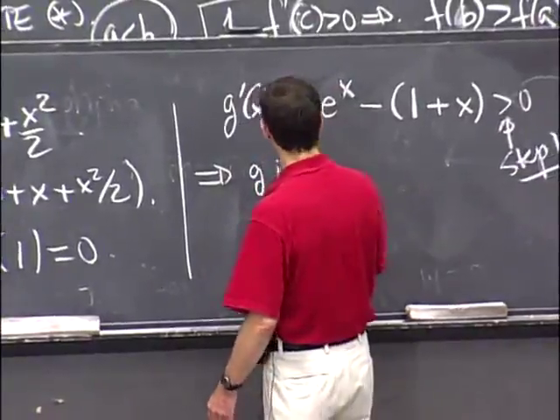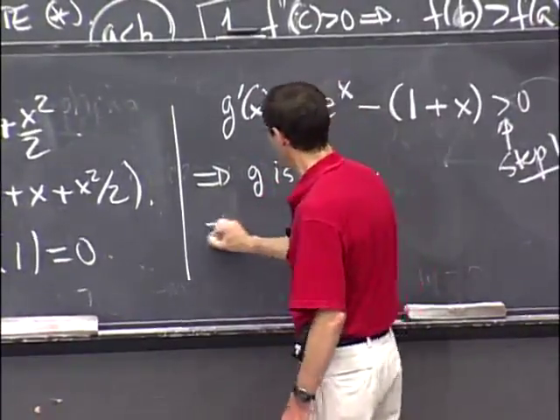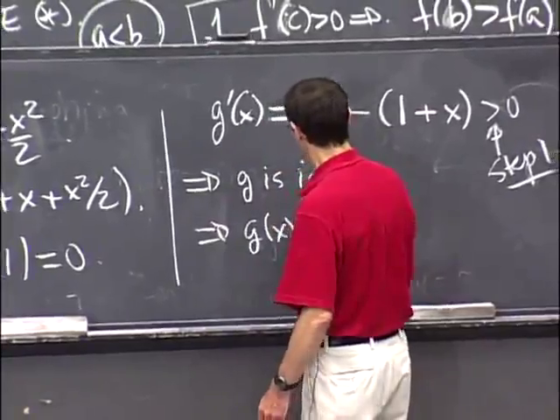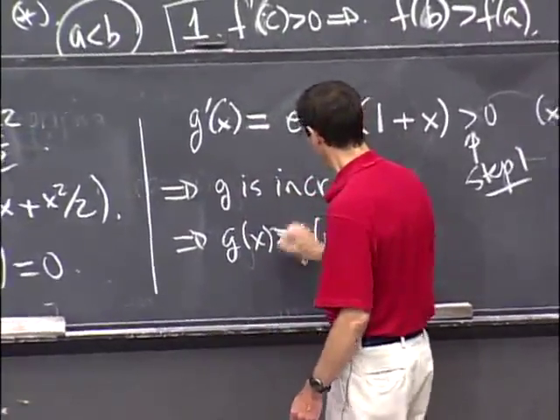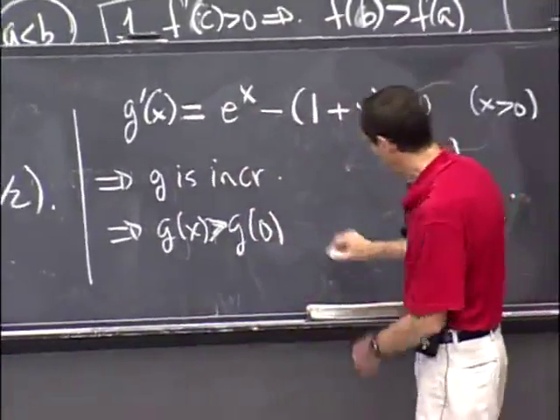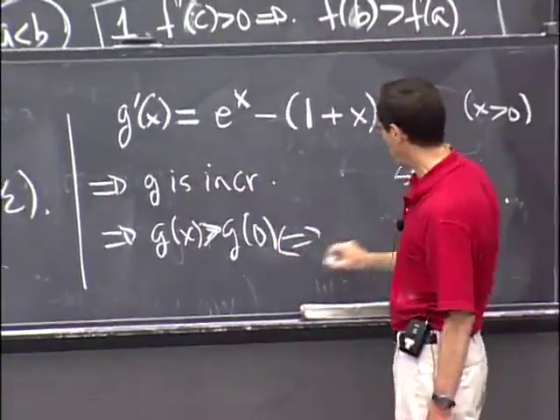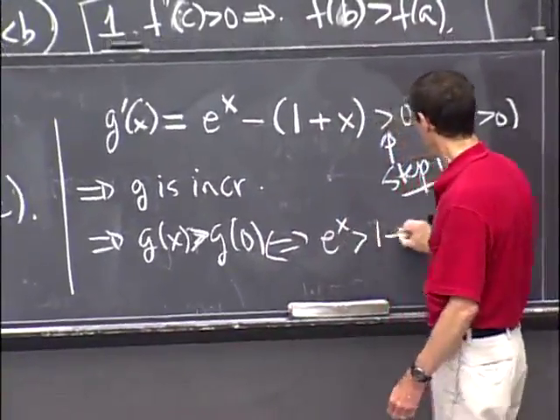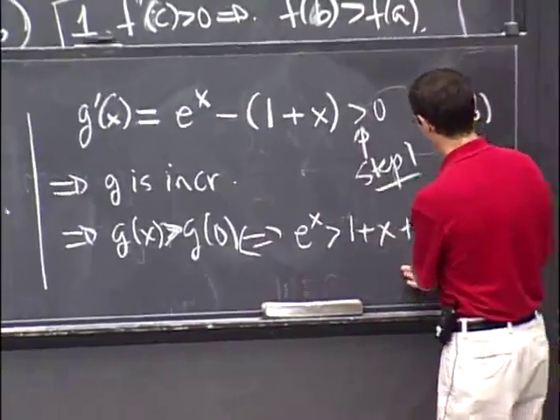G is increasing, which says that g of x is bigger than g of 0. And if you just read that off, it's exactly the same as our inequality here. E to the x bigger than 1 plus x squared over 2.